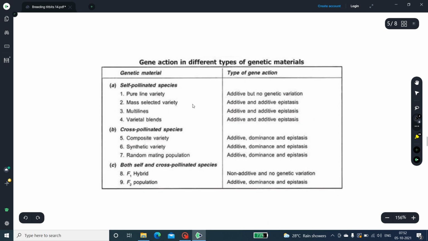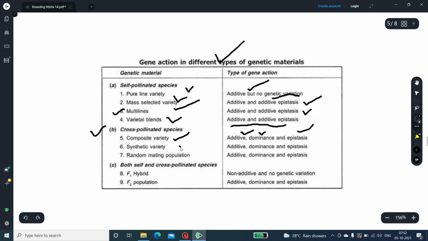And let us now see the gene action in different types of genetic materials. In the case of self-pollinated species, the pure line variety is having additive but no genetic variation, and mass selected variety having additive and additive epistasis. Multi-lines will have additive and additive epistasis, and varietal blends also have both additive and additive epistasis. In the case of cross-pollinated crops, the composite variety has three types of gene action: additive, dominance and epistasis. And similarly for the synthetic variety, as well as for random mating population, in all of these, these three gene actions take place.